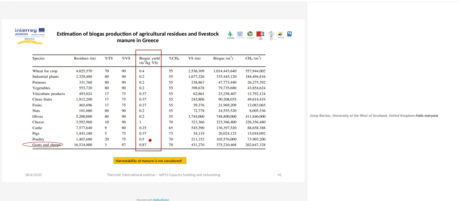Of course, you see also here, when referring to livestock, a high biogas yield. However, you have to take into consideration that the harvestability of the manure is not considered. So you see here the theoretical potential of biogas and methane production without considering the harvestability or the feasible technical potential, which is lower than what is shown here.